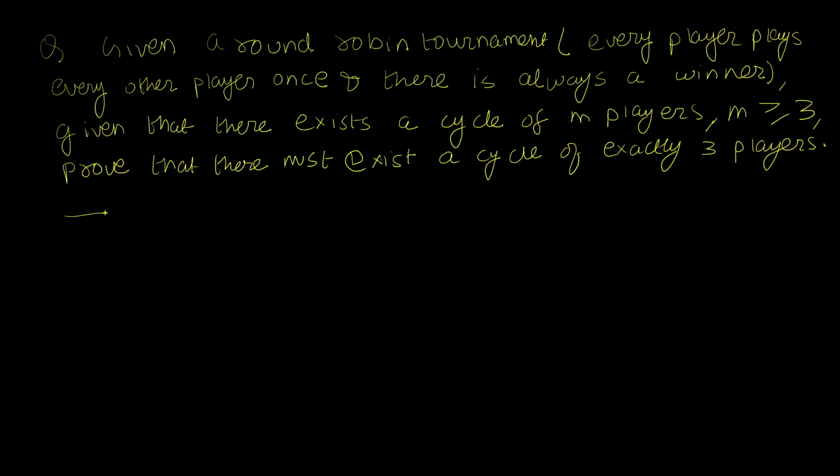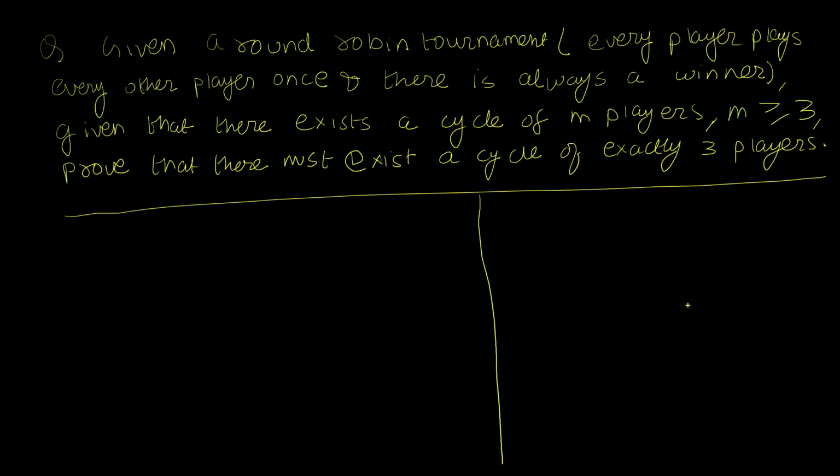Alright, let's try to understand what this problem says. We'll first try to convince ourselves that we understand this problem and that there will be a cycle of exactly 3 players. I'll do that demonstration using a diagram here, and then we'll do the formal proof on this side. So what is the question saying? It is talking about a round robin tournament. A round robin tournament is a tournament where there could be any number of players. So let's say there are n players total.